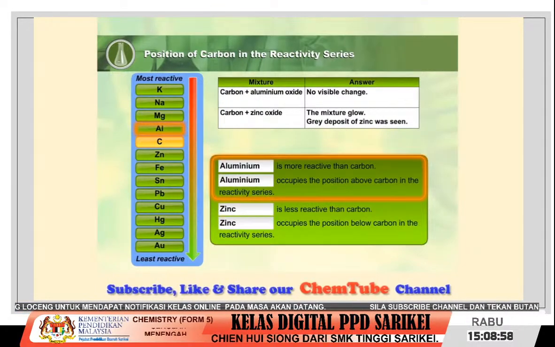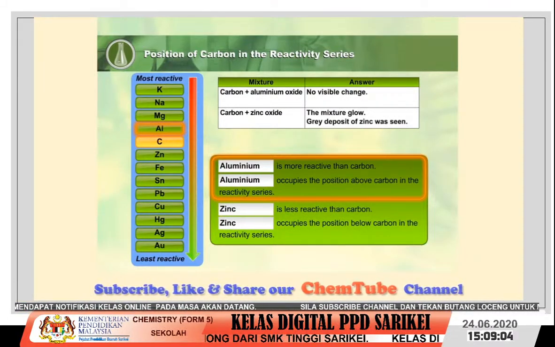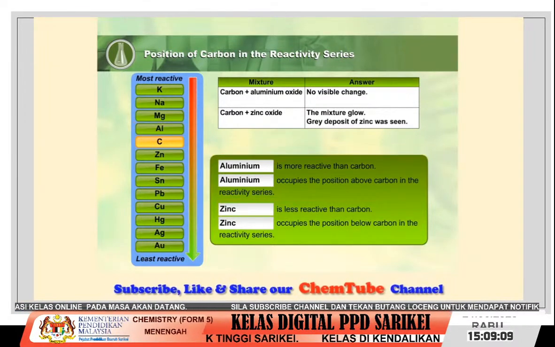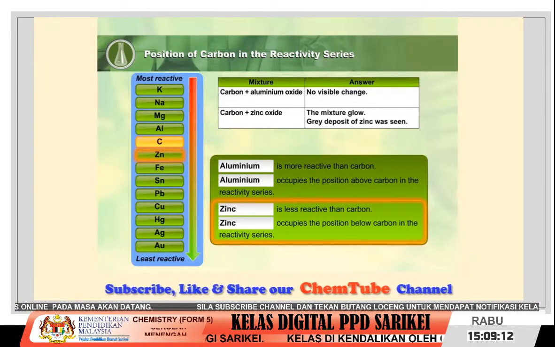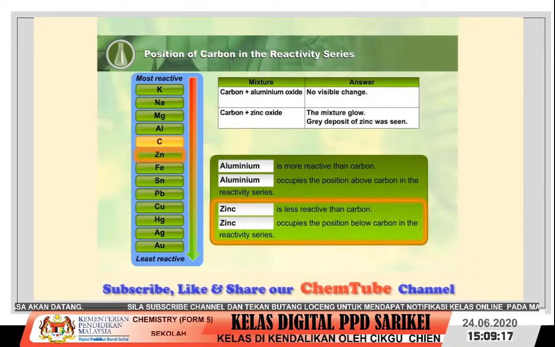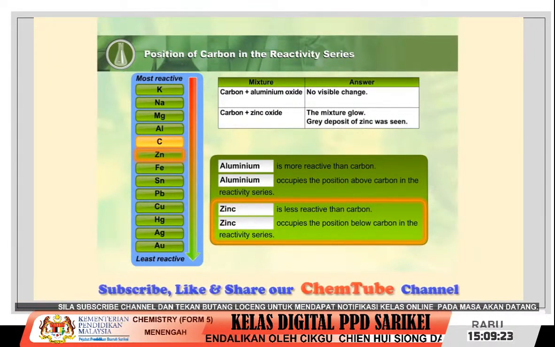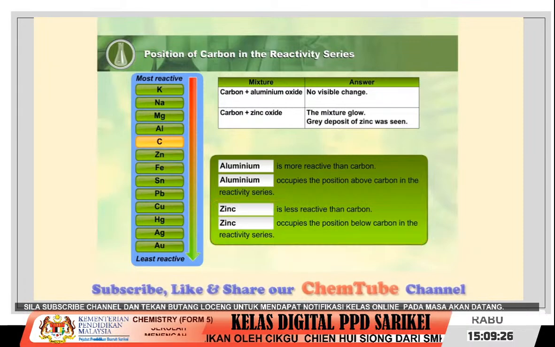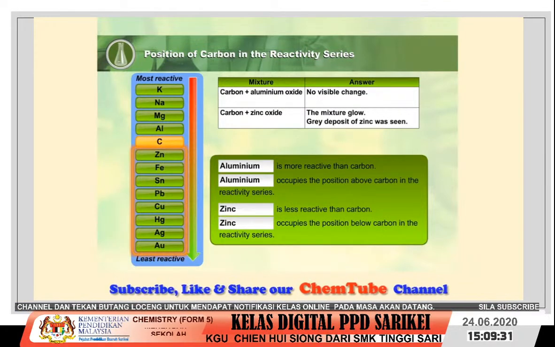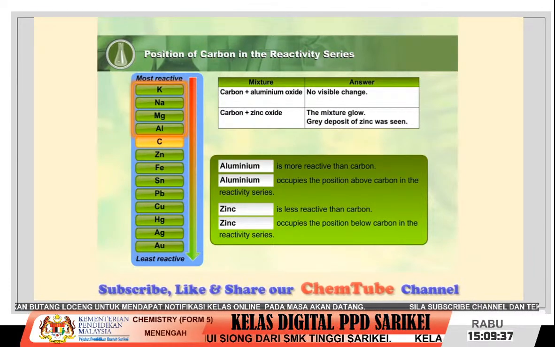Aluminium occupies the position above carbon in the reactivity series. Therefore, there is no reaction between aluminium and carbon. Zinc occupies the position below carbon in the reactivity series. Therefore, zinc is less reactive than carbon. Zinc is reduced from zinc oxide to zinc. Carbon reduces all the metal oxides that are below itself in the reactivity series. It does not react with the metal oxides above it.